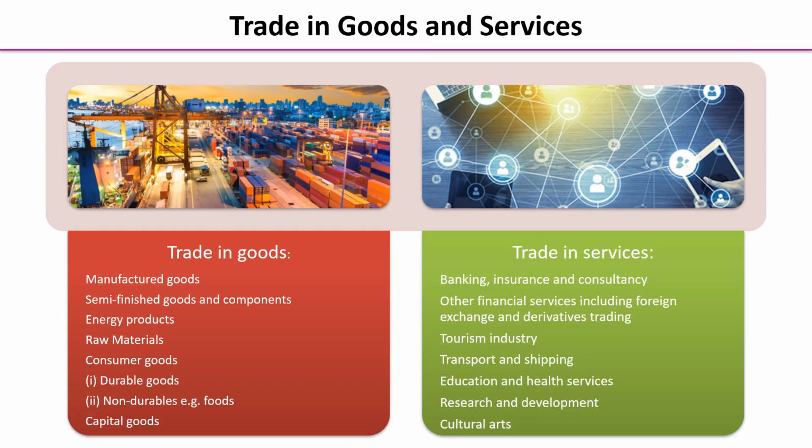These are the sorts of things that I have got. So trading goods, manufactured goods, semi-finished goods. And I think a really important thing to note here is that not all goods are manufactured. So you've got raw materials, energy products, and so on. Trade in services, there's all sorts of things. So the UK is particularly known for financial services, for example.